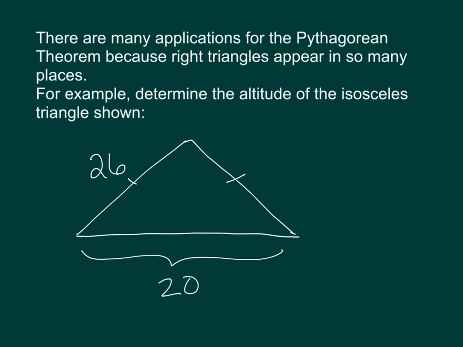One use of the Pythagorean theorem is finding altitudes. You know that when you draw an altitude, it is always perpendicular to a side. So as soon as you draw an altitude, you create a right triangle. So here's one example. We have an isosceles triangle.